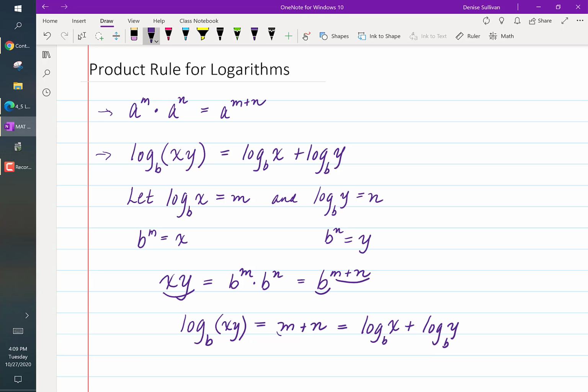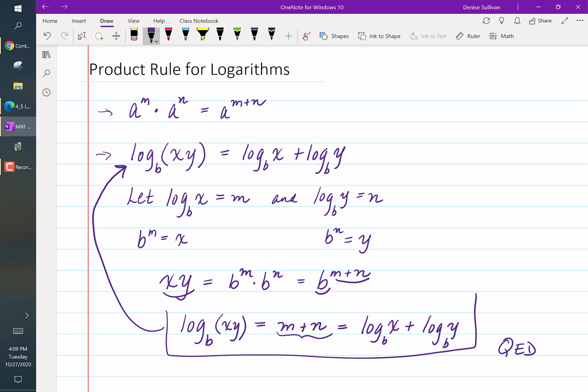So without this little piece in the middle, what we are left with is what we started with, what we claimed. QED. There you have it.